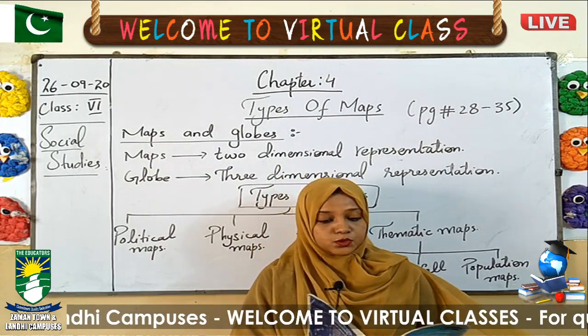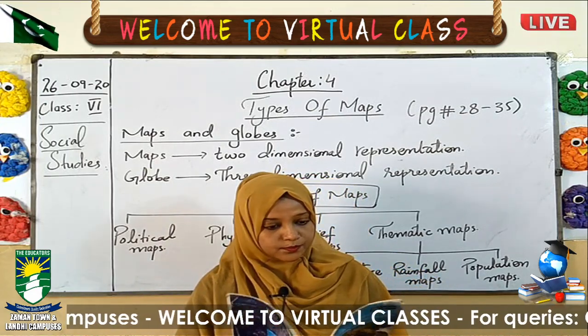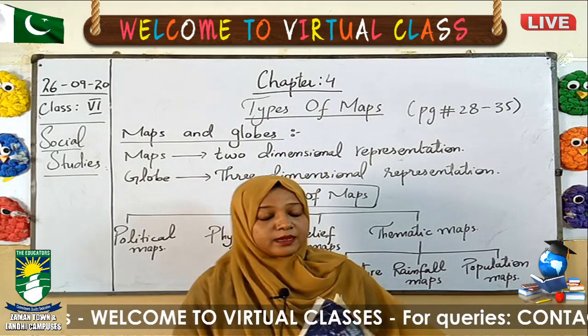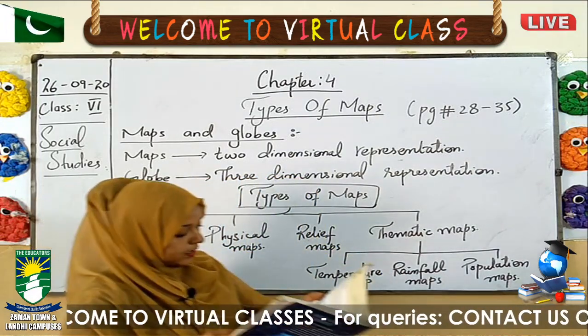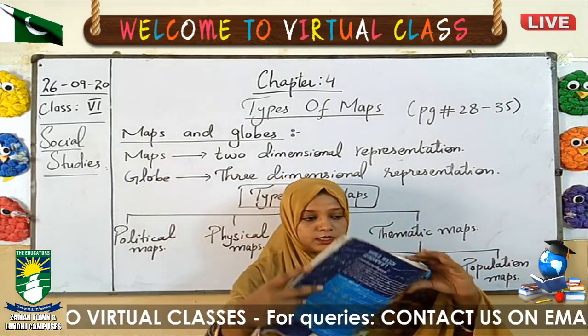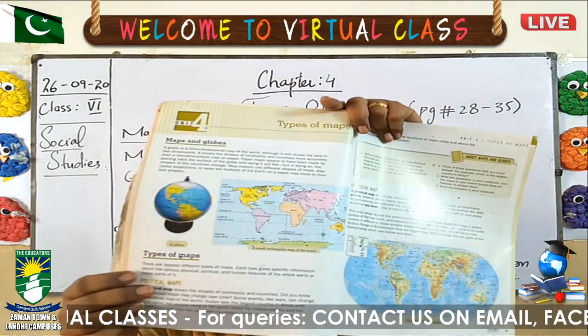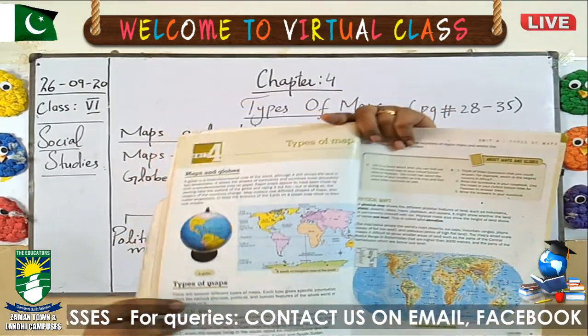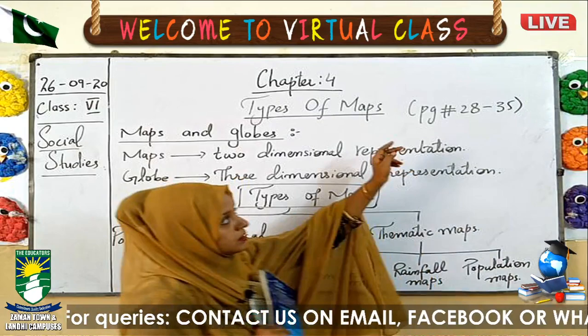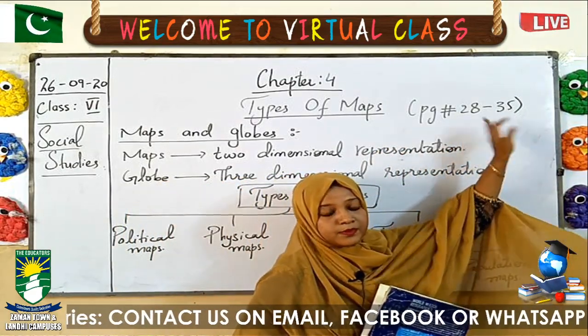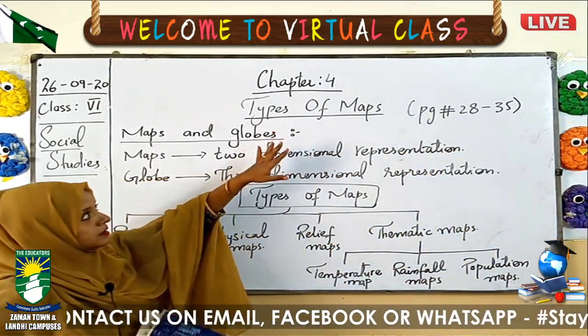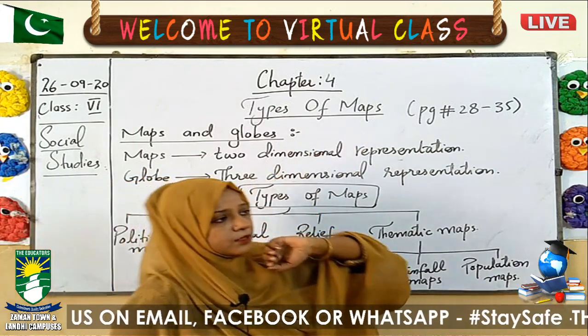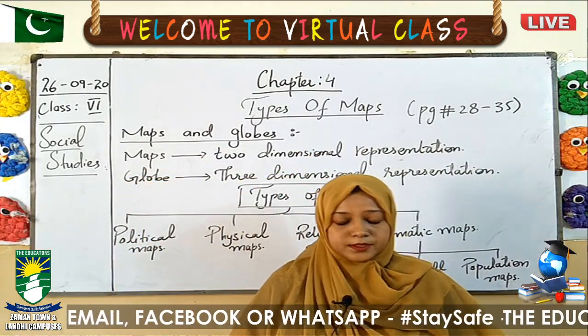Today we are going to start the new chapter of your book, that is the types of map, chapter number 4. You can find it on page number 28, and the chapter proceeds till page number 35. As the name of the chapter indicates, we are going to discuss something related to maps.